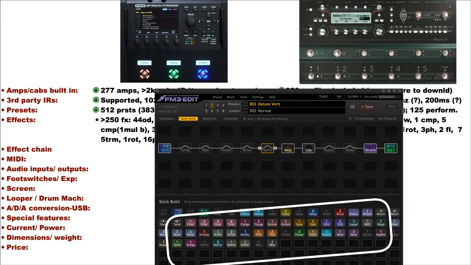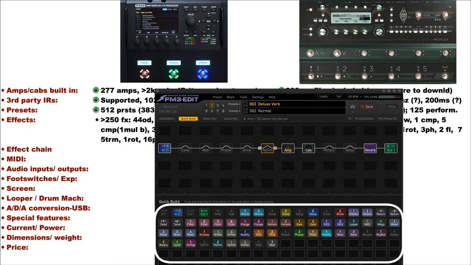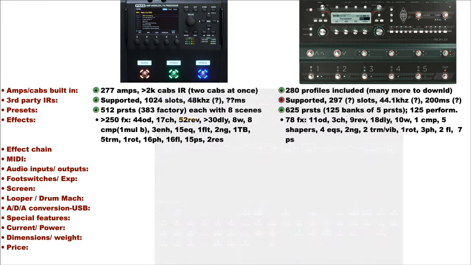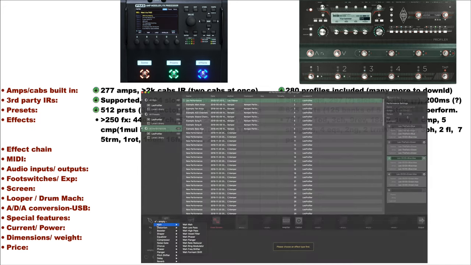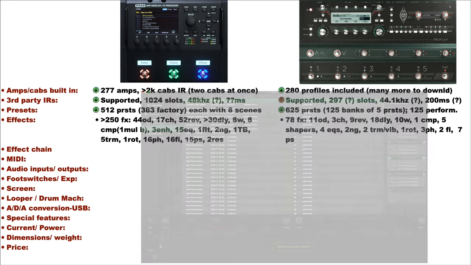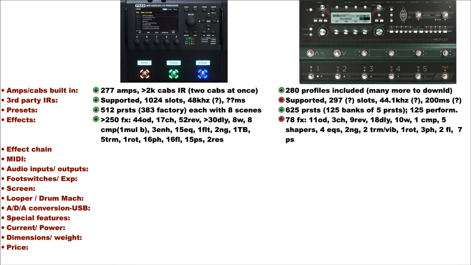As regards effects, the FM3 offers more than 250 effects with a really rich variety of different effects, like for instance a multiband compressor or a talk box, that are pretty rare effects in these types of units. The Kemper, on the other hand, offers almost 80 effects, like for instance 11 overdrives and boosters, 3 choruses, 9 reverbs, 18 delays and so on. So I would give a thumbs up to the FM3 as it offers more effects.